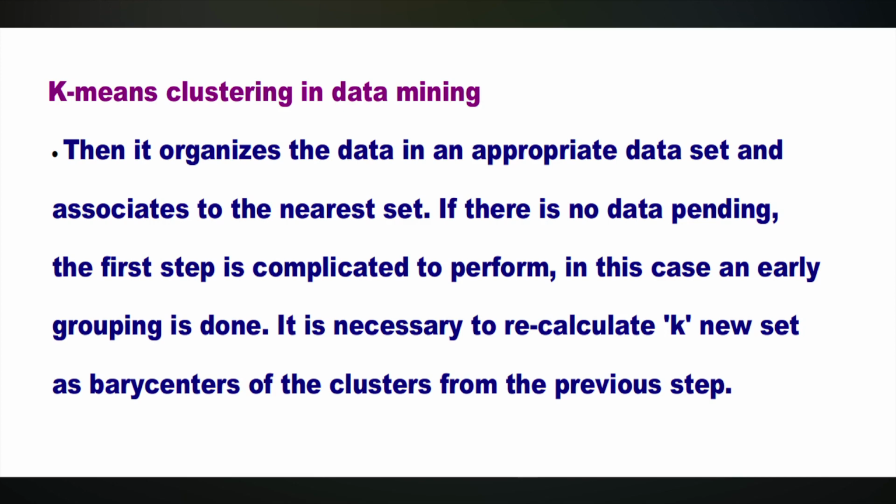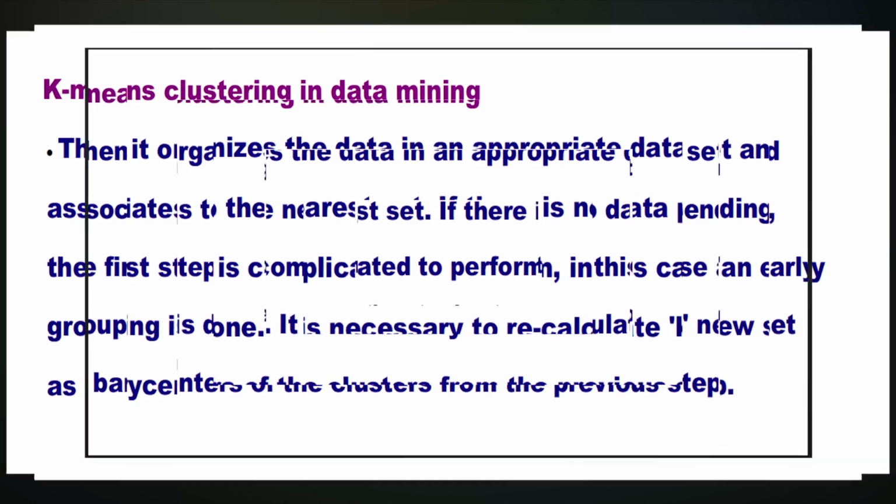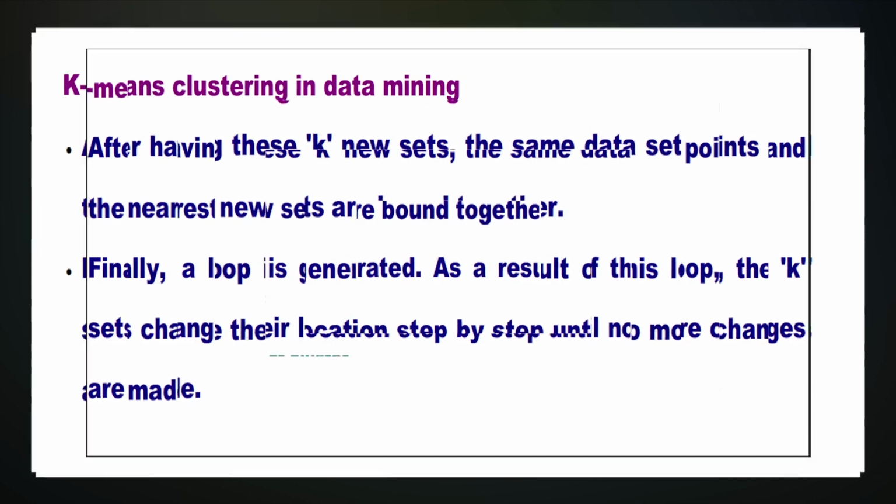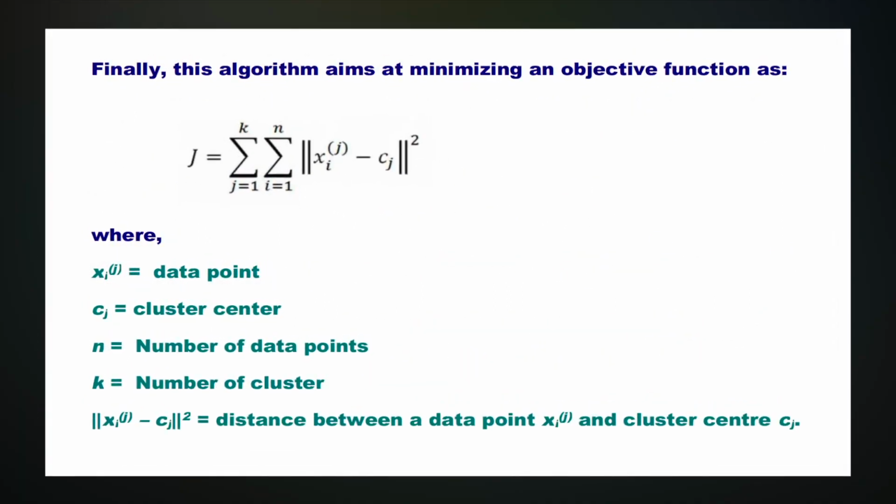It is necessary to recalculate k new sets as barycenters of the clusters from the previous step. After having these k new sets, the same data set points and the nearest new sets are bound together. Finally, a loop is generated. As a result of this loop, the k sets change their location step by step until no more changes are made. These are all the steps which we have to follow in this algorithm.